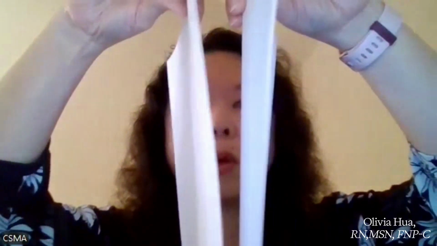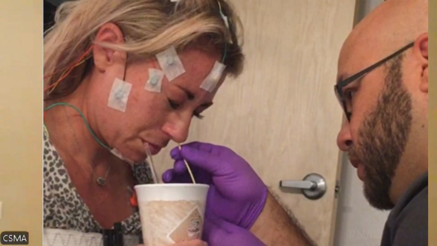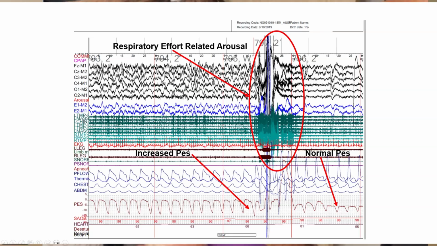So let's see, this is the one. You see that the space becomes narrower now. So how do we measure this pressure change? A thin catheter is placed into the nose while swallowing water through a straw. And the signal that we refer to as a PES, and to demonstrate the patient works harder to breathe, and this will generate more negative pressure and trigger the arousal.